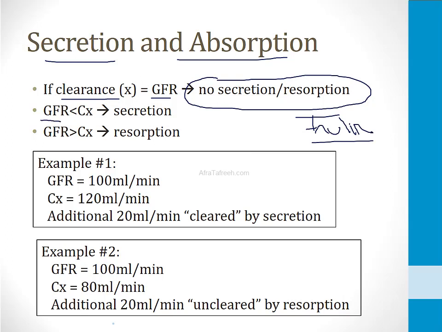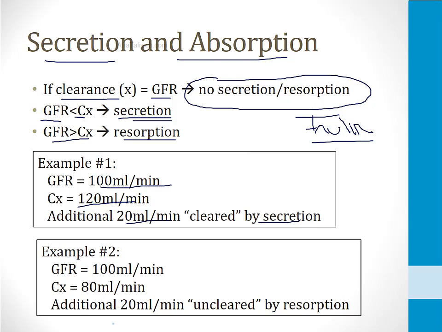If the GFR is less than the clearance, then there must be secretion of that solute. So for example, if we're filtering so much of a substance, but we're actually clearing more of that substance, then some secretion must be going on in the tubules. The opposite is also true. If the GFR is more than the clearance, then there must be some resorption. So for example, assume the GFR is 100 milliliters per minute, but the clearance of a solute is 120 milliliters per minute. Then an additional 20 milliliters per minute must be getting cleared by secretion.